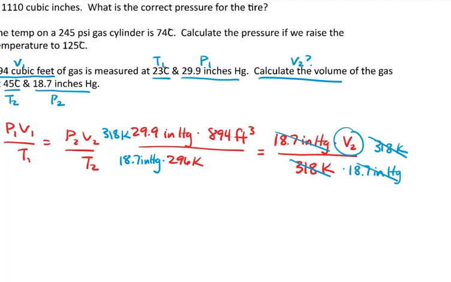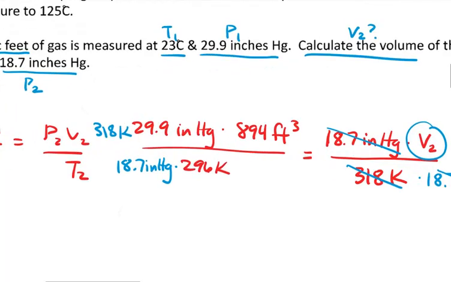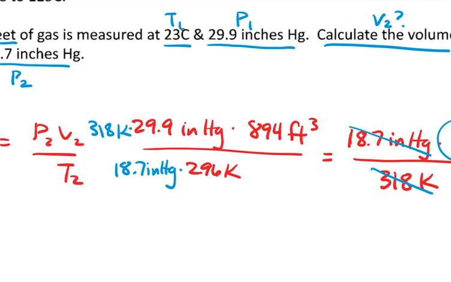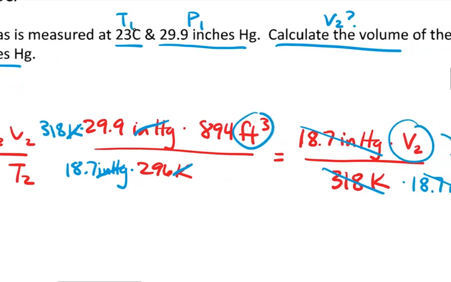Now I've got 5 numbers on the left side of my equation here. But before I go punching all this into my calculator, let's check the units canceling out too. That's going to help us. Kelvin is going to cancel Kelvin. Inches of mercury, my pressure units, are going to cancel out. And the unit that's left here will be cubic feet. We're looking for V2, a volume, so that makes sense.